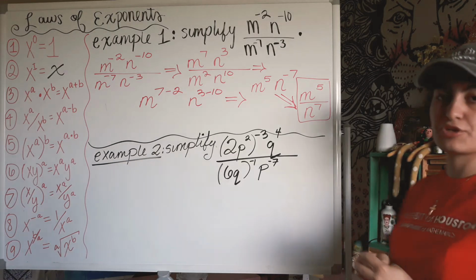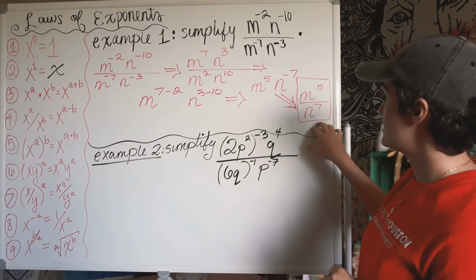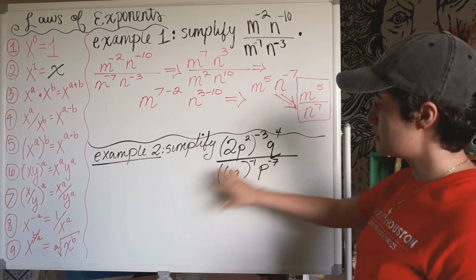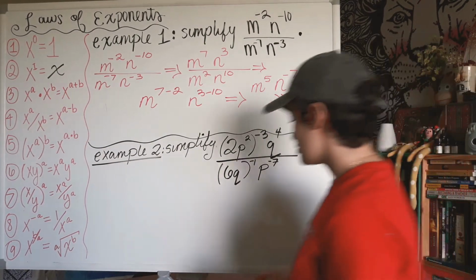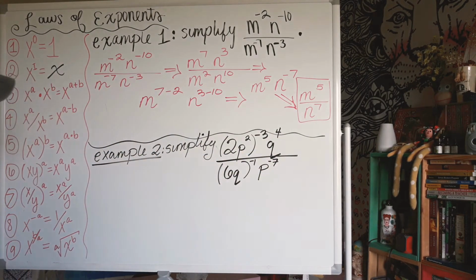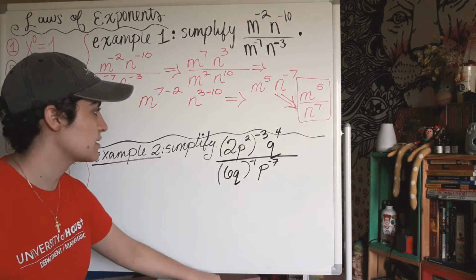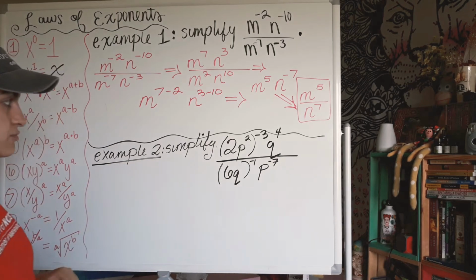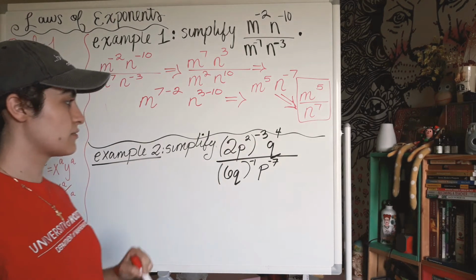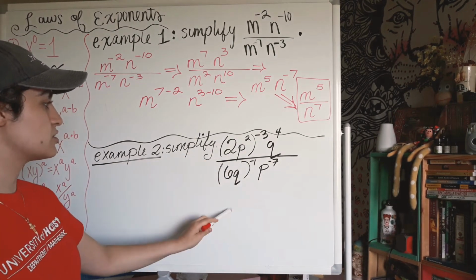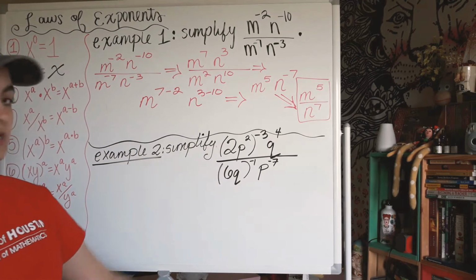Sorry, I'm just checking my timer. So that's how you solve the first one. So we're going to move on to the second one. It looks a lot uglier. 2p to the second, and that is all raised to the negative 3, q raised to the 4, all over 6q raised to the negative 1, p to the negative 7.